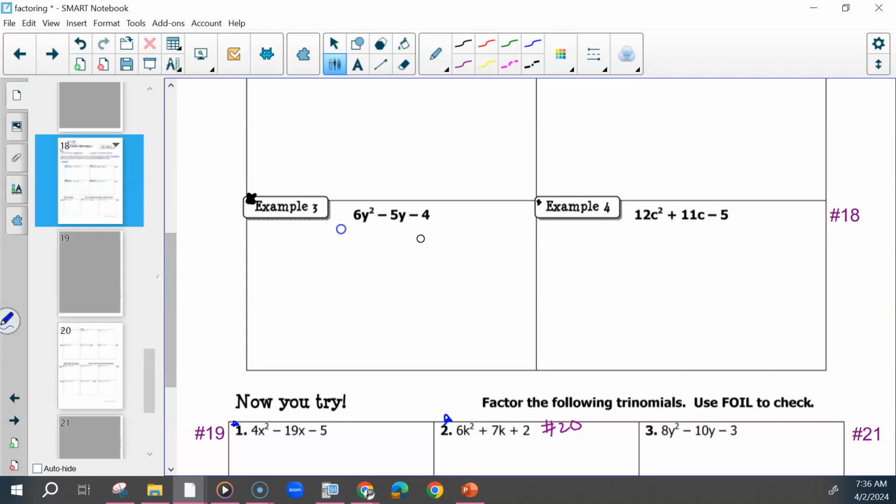GCF, the greatest common factor, does it have one? No, other than 1. So then that wouldn't change anything. And then what would we do next? Multiply the 6 and... Right. So that would give us negative 24. And then we need factors of negative 24.